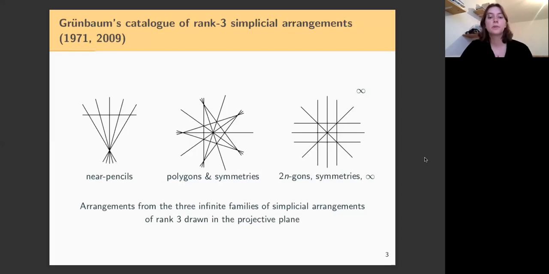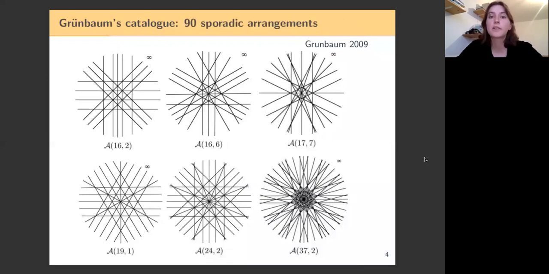Okay, so there are these 3 infinite families of arrangements, but there are also these other 90 arrangements, and it's when Grunbaum originally published this catalog in 1971. He conjectured that this list was complete, and since then there have been a few changes, but overall it's really remained very close to what we know now. But it's still not known if these are the only sporadic arrangements, and even if this list is finite. The number of hyperplanes in these arrangements range from 7 to 37.